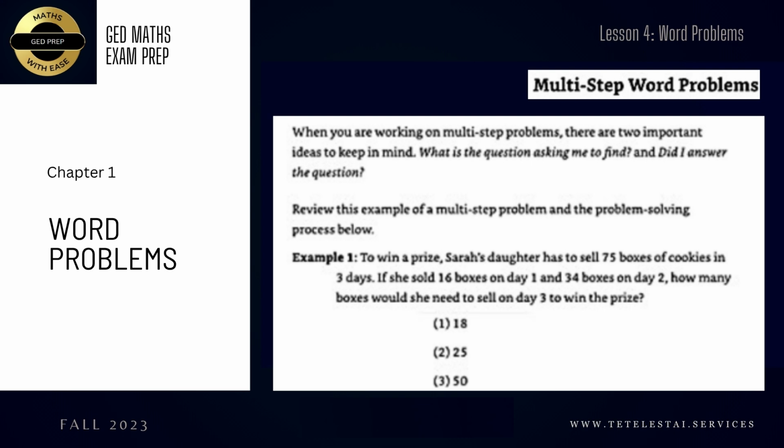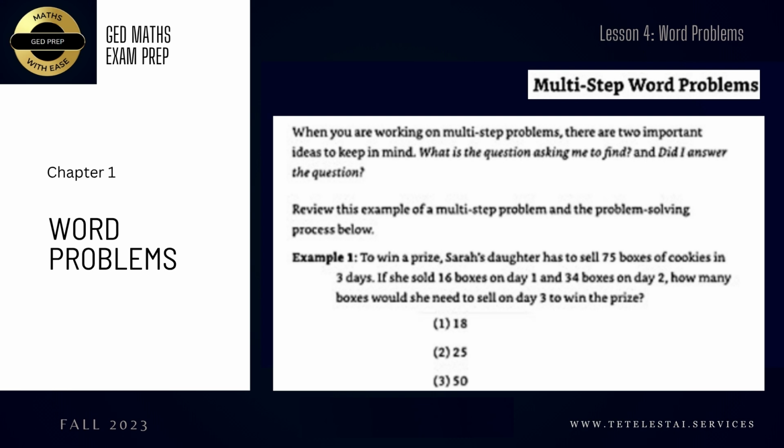So in this example, to win a prize, Sarah's daughter has to sell 75 boxes of cookies in 3 days. If she sold 16 boxes on day 1 and 34 boxes on day 2, how many boxes would she need to sell on day 3 to win the prize? So ignore the answers, okay? Let's try to figure this out.